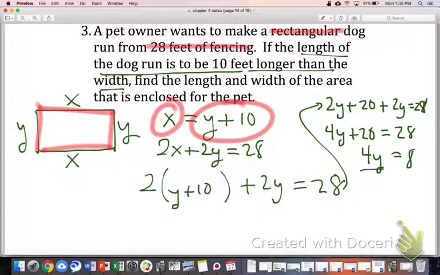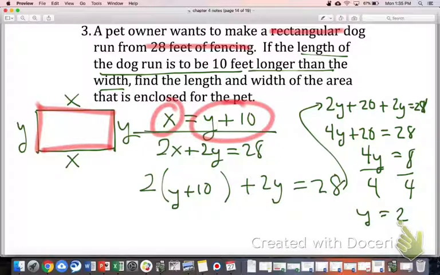We divide both sides by 4, and y is equal to, ooh, that is a skinny dog run, isn't it? 2 feet. Okay, and so we found the y. How do I find the x? Plug it back in, and isn't this the easier one to plug back into? Yeah. X equals y plus 10.